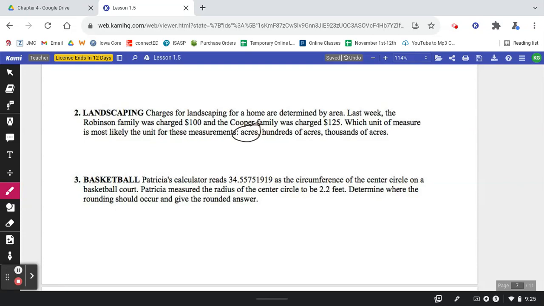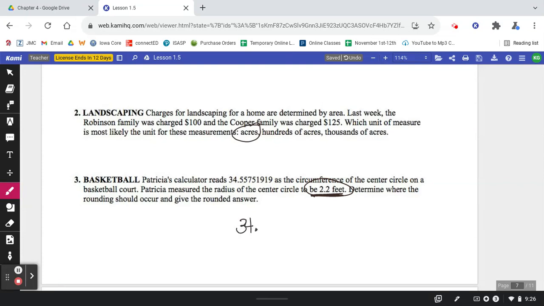Patricia's calculator reads 34 with all of those decimals as the circumference of the center circle on a basketball court. Patricia measured the radius of the center circle to be 2.2. Determine where the rounding should occur and give the rounded answer. So just like we've talked about, when a problem gives you a fraction to start, you should give them a fraction answer. Also, if a problem starts with 1 decimal place, that's how many decimal places you should give the answer in. So since she measured the radius to be 2.2, to keep with how accurate she was, we only want to use 1 decimal place.